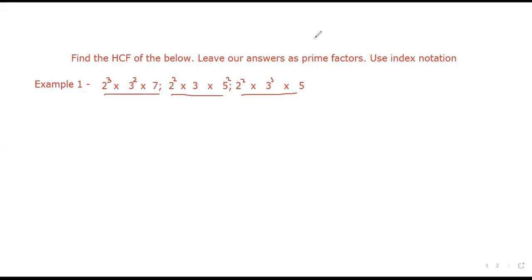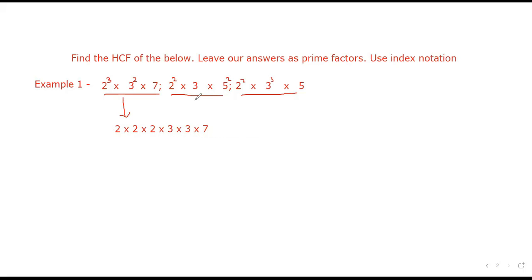Okay, now the first thing we're going to do is express them. Now, let me do this one. I'm going to expand them. Raised to power 3. Sorry, 2 times 3 times 3 times 7. Okay, so that's what that one says.